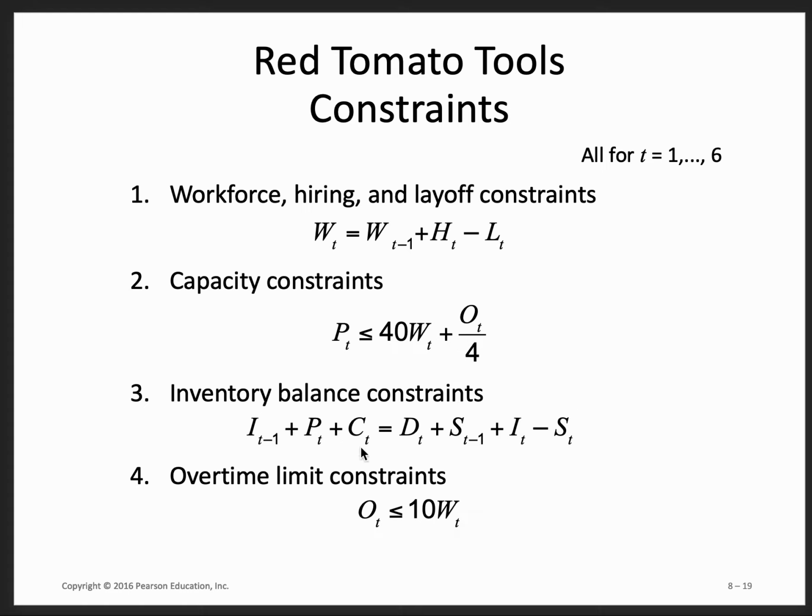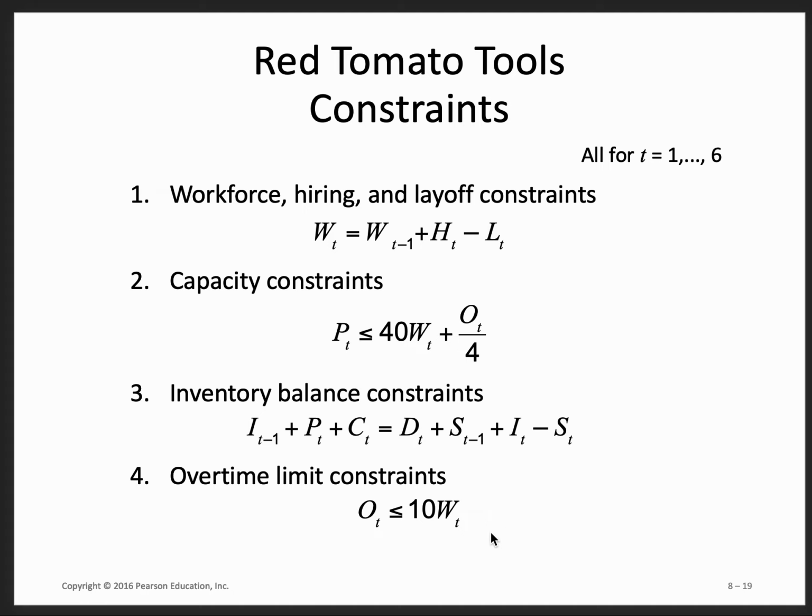So this is how many units you have. You satisfy demand with it, satisfy any backlog from last month with it. And if you have any units left over, it is inventory. Otherwise, you have a backlog this month, right? So that's the inventory balance constraint.